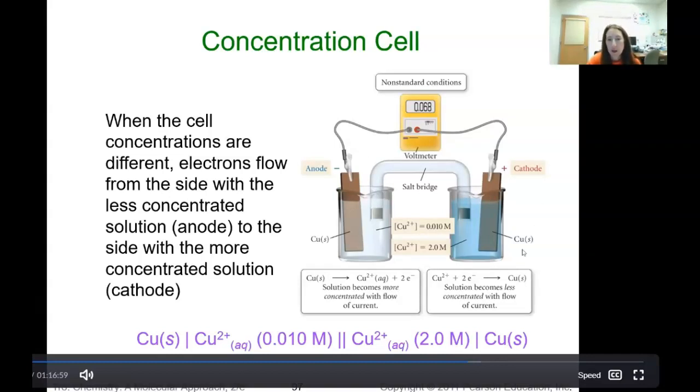No, it's always going to go from less to more. So if this one became the concentrated side, then this would now be the cathode. And if this was the less concentrated side, this one would be the anode. That's supposed to say anode. It doesn't matter what side it's on, because it will always go from less to more, always. Does that make sense? I know with the picture, it doesn't really make sense, but yes.